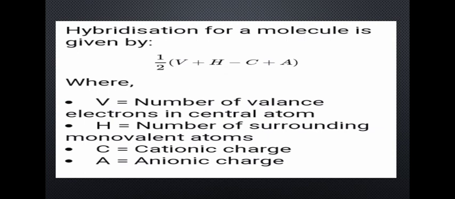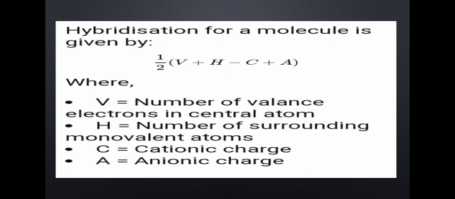Number of valence electrons in carbon family is 4, in nitrogen family is 5, in oxygen family it is 6, for halogen family the number of valence electrons is 7, and for noble gases it is 8. And monovalent atoms are like hydrogen, fluorine, chlorine, bromine, iodine, which show a valency of 1. Minus cationic charge. Cationic charge is positive charge.